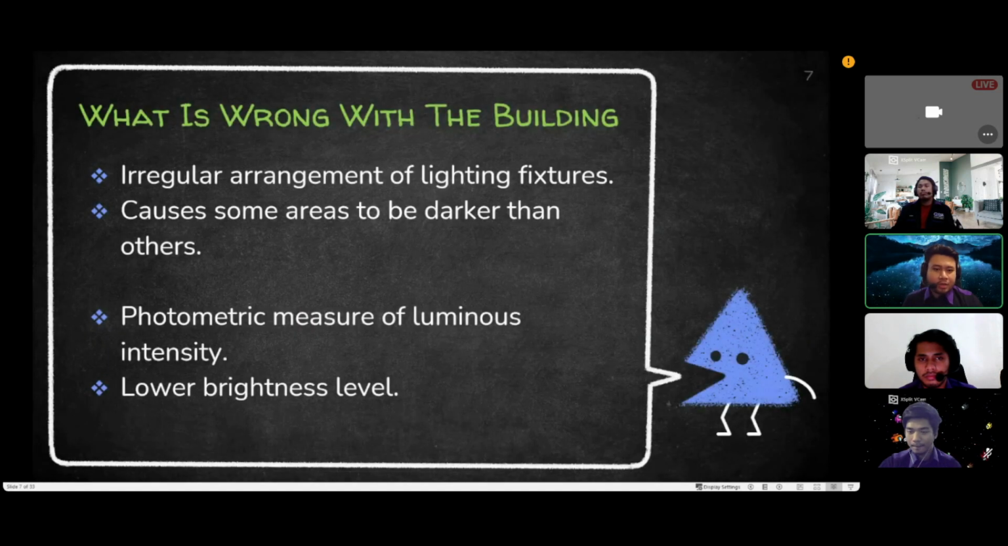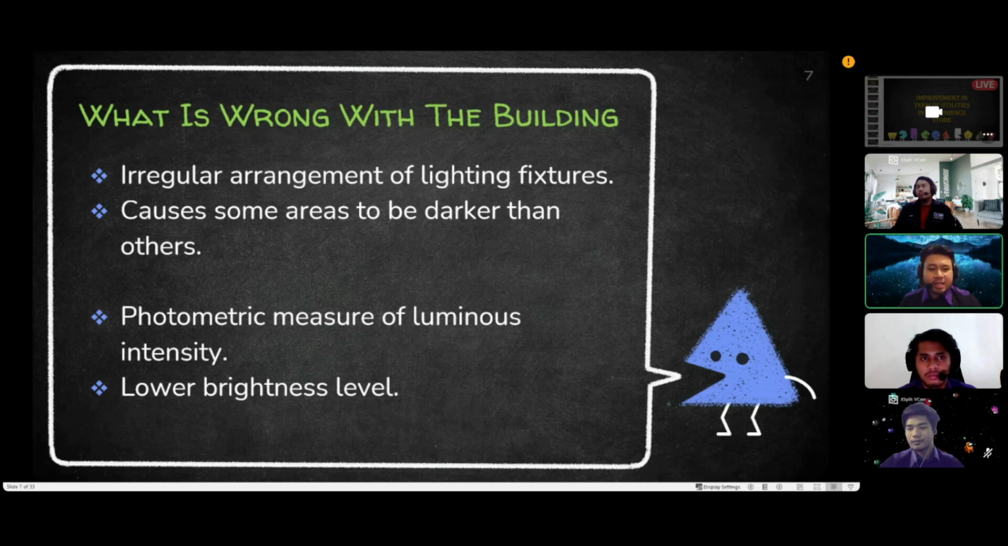Thank you. Now I will explain the problem statement. So, what is wrong with the building? The first one is the irregular arrangement of lighting fixtures in the shop area, which makes the light emitted uneven and causes some areas to be darker than others.